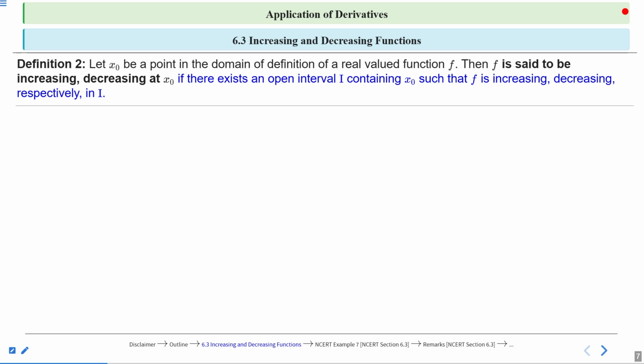Let x naught be a point in the domain of definition of a real valued function f. Then f is said to be increasing, decreasing at x naught if there exists an open interval I containing x naught such that f is increasing, decreasing respectively in I. Clear? This is basically increasing and decreasing function from definition 2. Got it? So NCERT example 7, which is a part of NCERT section 6.3. Let us see.